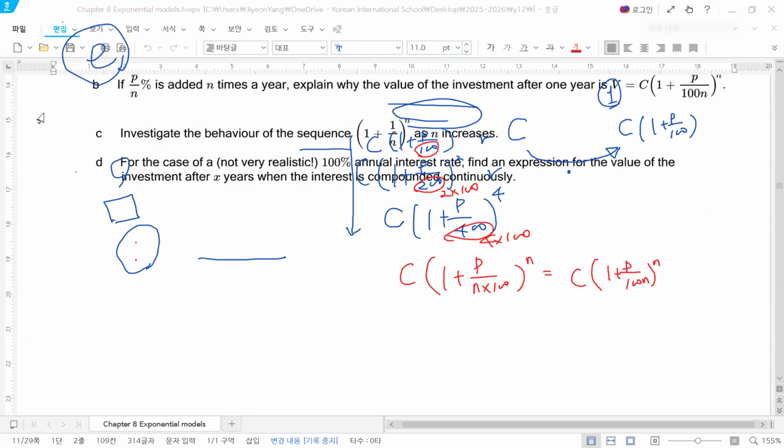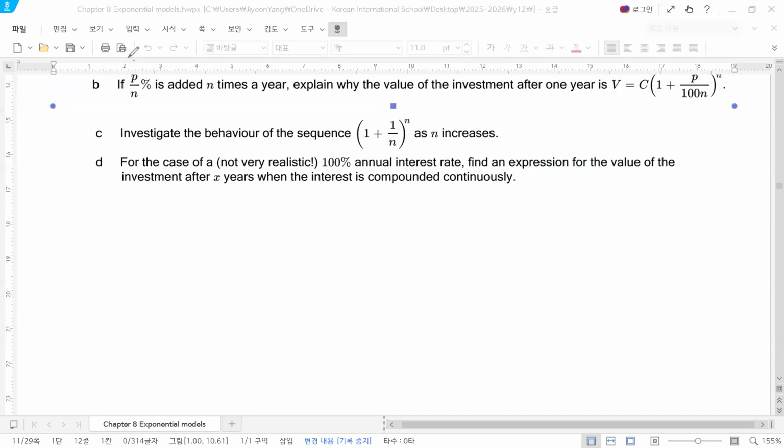Then question number C, investigate the behavior of the sequence (1 + 1/n)^n as n increases. Please help me. Matthew, please calculate when n equals 2. Ethan, please calculate when n equals 10. Jesslyn, please calculate when n equals 100. And Andrea, please calculate when n equals 1,000. Please calculate this by substituting these values each and give me the value.